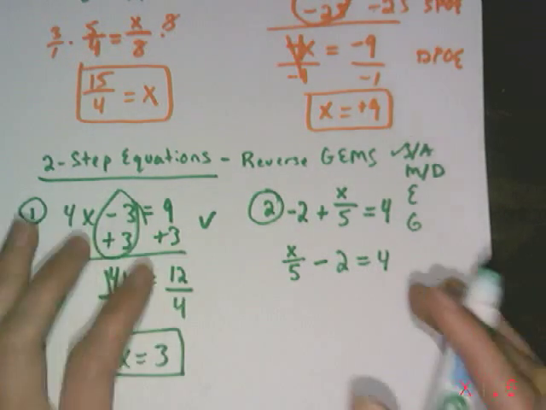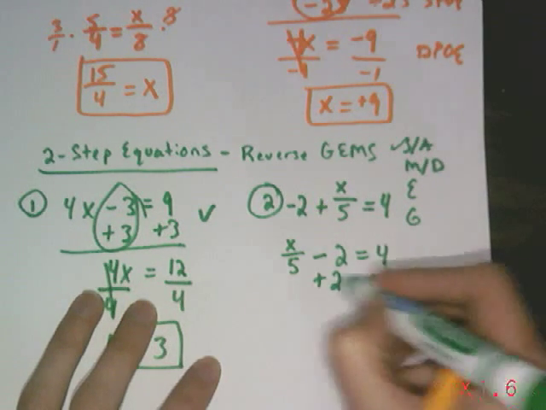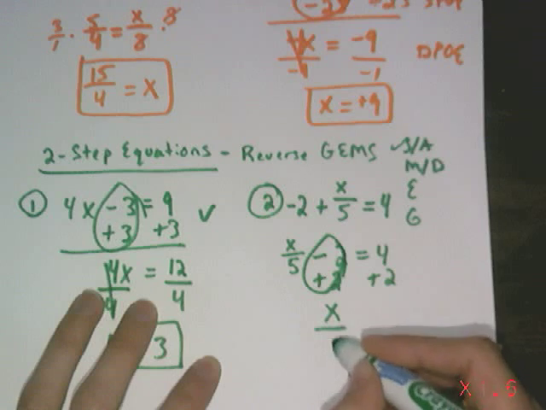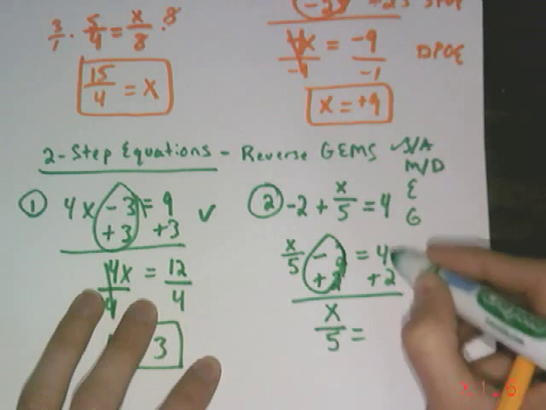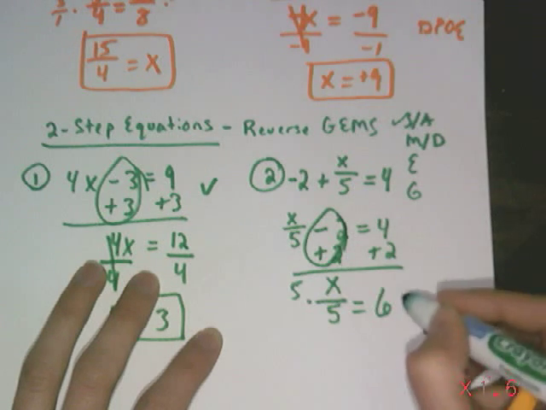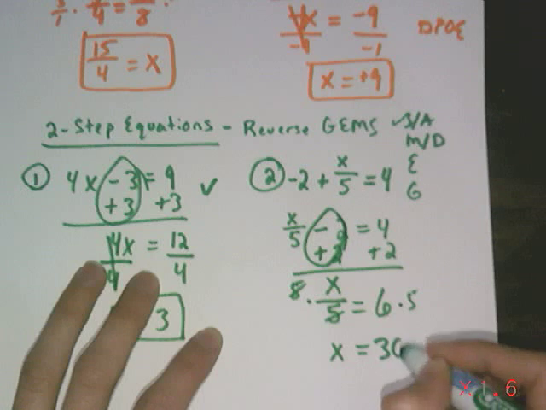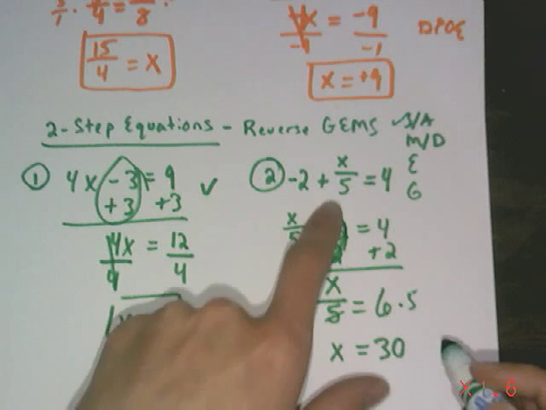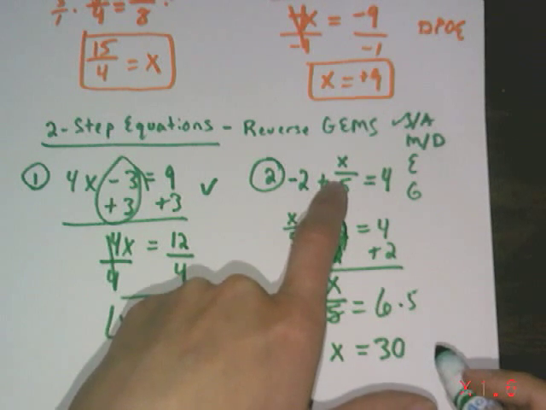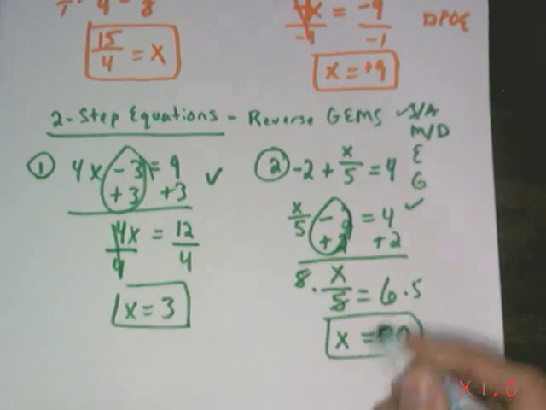So anything not attached to x, I'm going to get rid of first. So I add 2, leaves me x over 5 is equal to 6. And then I multiply by 5. These cancel out. x is equal to 30. And again, give it another check. 30 over 5 is 6. 6 plus a -2 is 4. So my solution is 30.